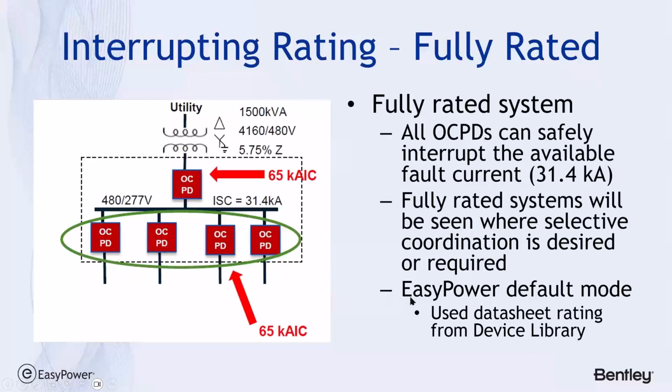Now, in the default mode, EasyPower uses the database ratings from the device library, and we'll touch on that briefly if you don't know where that can be found. But a fully rated system will be seen where selective coordination is desired or required. In other words, if we don't have a fully rated system, we can't really guarantee coordination.